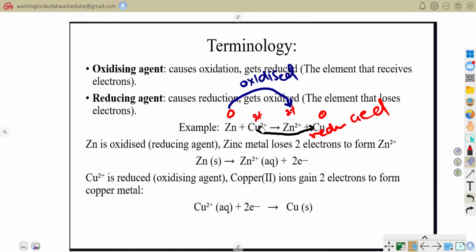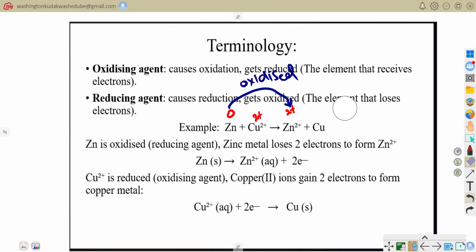So in itself, it's a what? It's an oxidizing agent. The one that gets reduced becomes an oxidizing agent. Why? Because it is oxidizing zinc to zinc 2+. And then the zinc has been oxidized. Since it has been oxidized, it becomes the what? The reducing agent. Why? Because it gets oxidized and it causes reduction in copper 2+ ions.